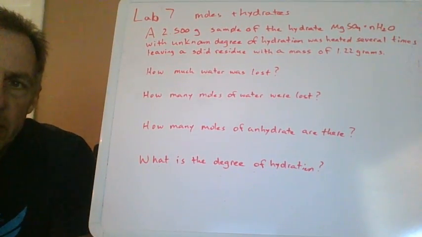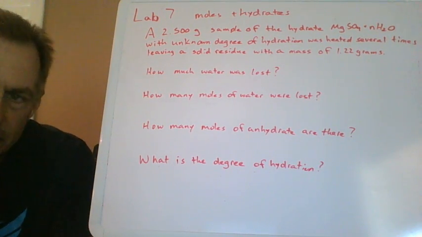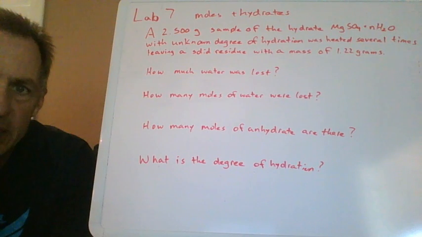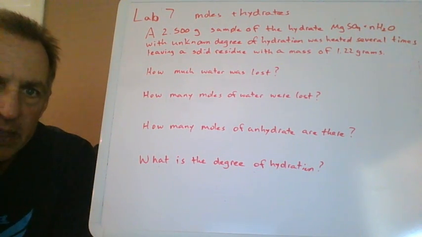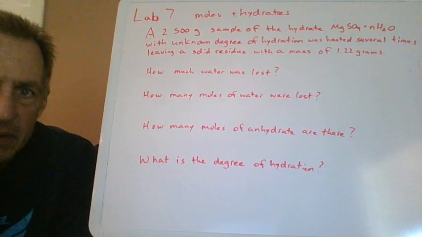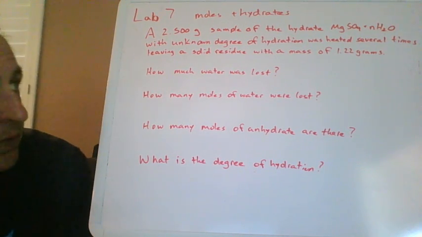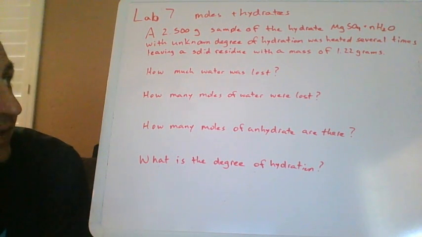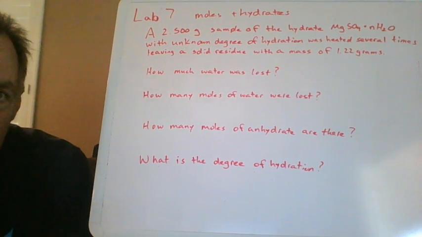All right, continuation of Lab 7 mole and hydrate. This next part refers to the actual lab you did. It says you have a 2.50 gram sample of the hydrate magnesium sulfate, MgSO4 times nH2O, and it has an unknown degree of hydration. We heated it several times, and what was left was a solid residue weighing 1.22 grams.